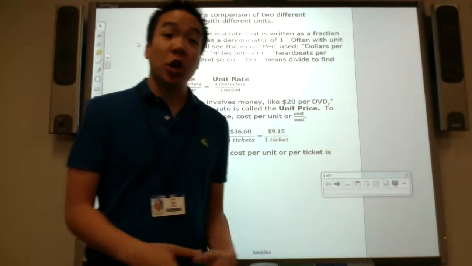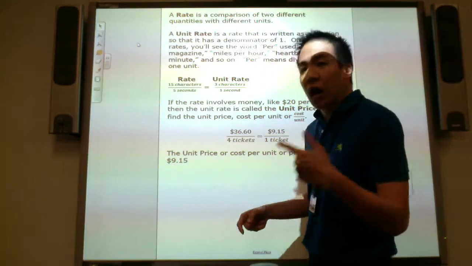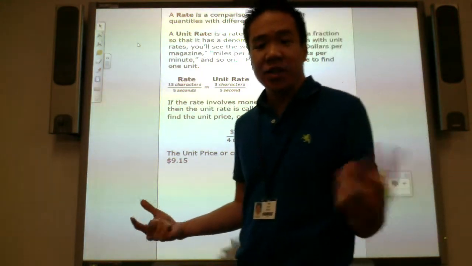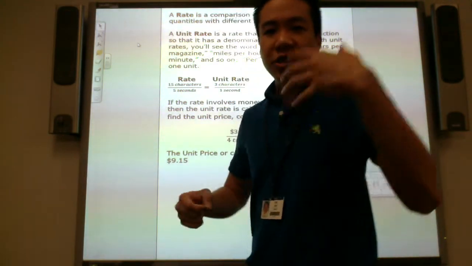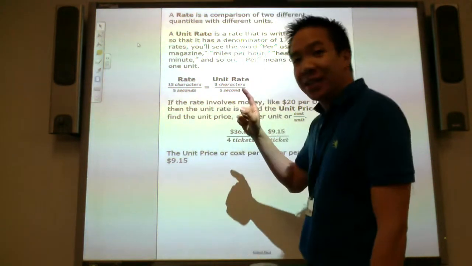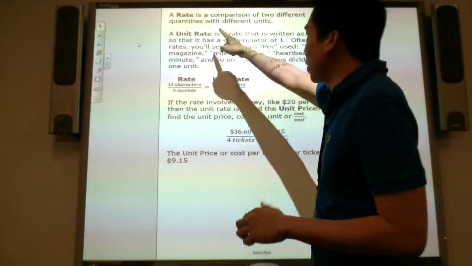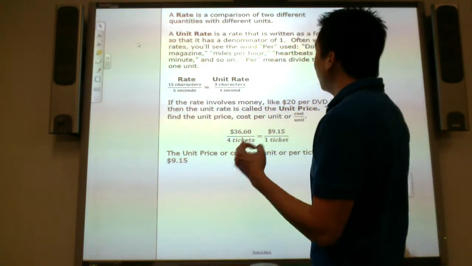In today's study, we're going to talk about rates. In the previous lesson, we talked about ratio. Ratio is a comparison of two quantities without units. So it's like comparing two numbers. However, a rate is very similar to it, but it's a little different. It's a comparison of two different quantities with units, with different units.